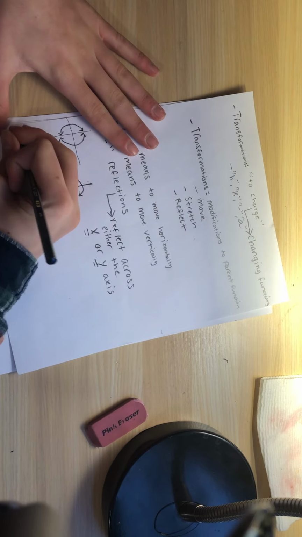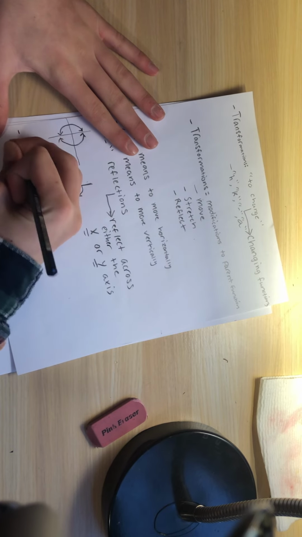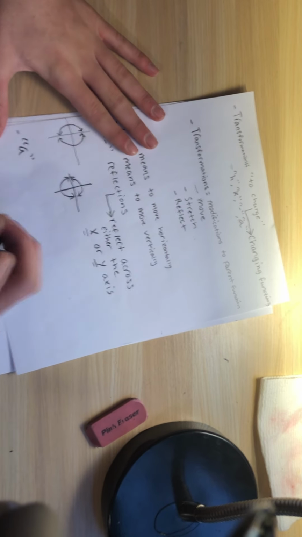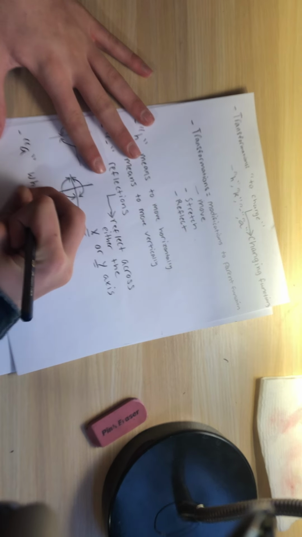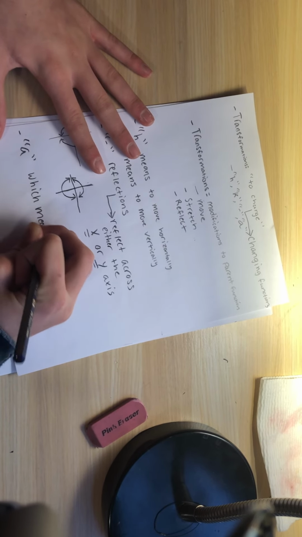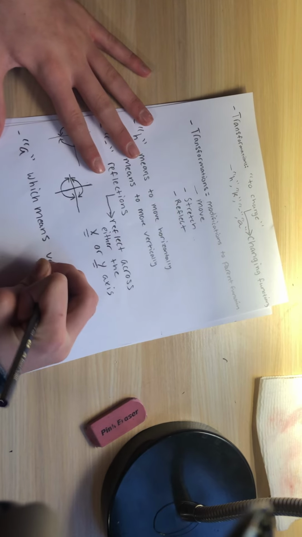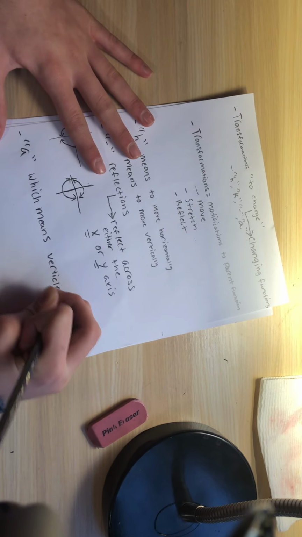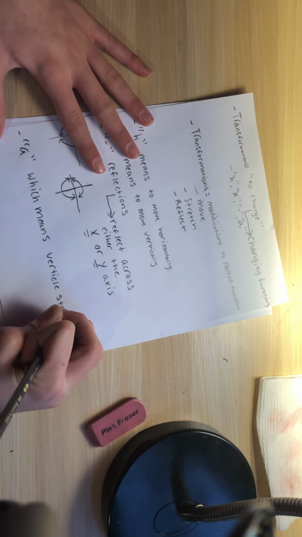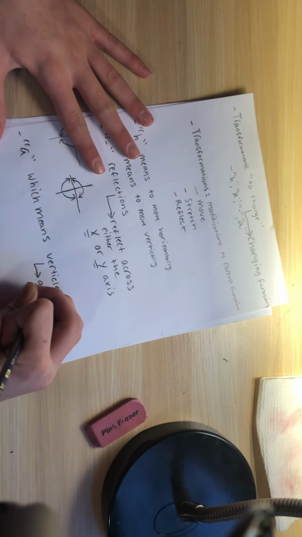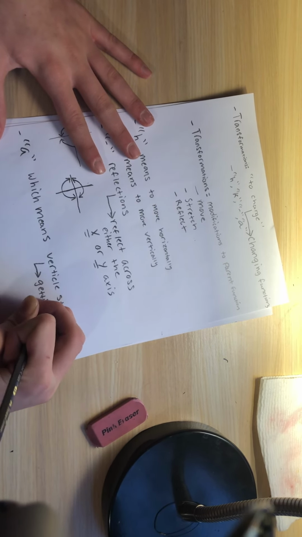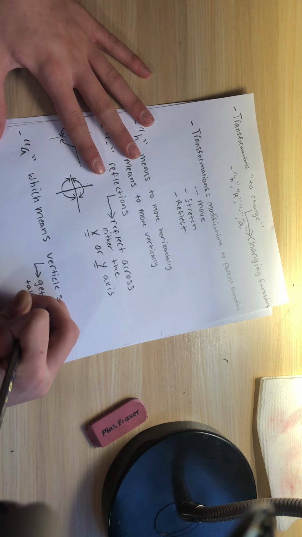And then the final term that we'll be using in transformation is A, which means vertical stretch. Which kind of means it's just getting taller vertically.